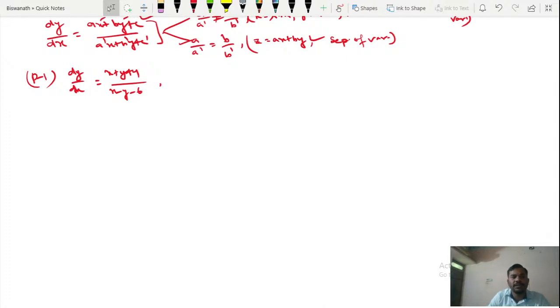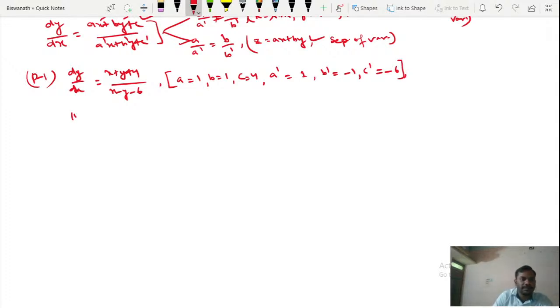If a problem is given in this way, notice here a is equal to 1, the coefficient of x in the numerator. Similarly b is 1 and c is equal to 4. And a dash is 1, b dash is minus 1, and c dash is minus 6. Then what is a by a dash? Here a by a dash is 1 by 1, which is 1, and b by b dash is 1 by minus 1, which is minus 1. That means a by a dash is not equal to b by b dash.